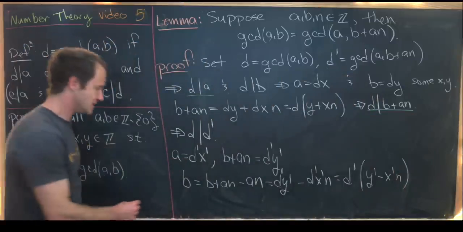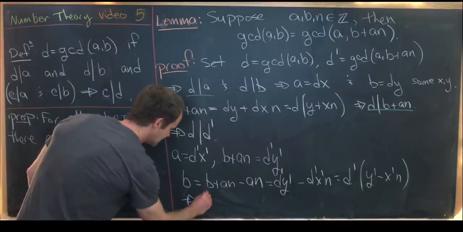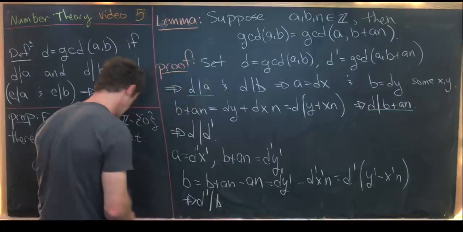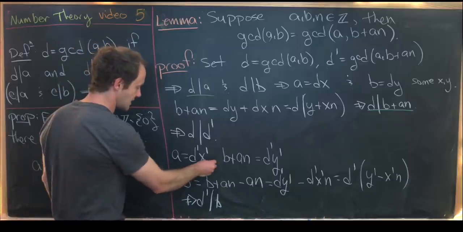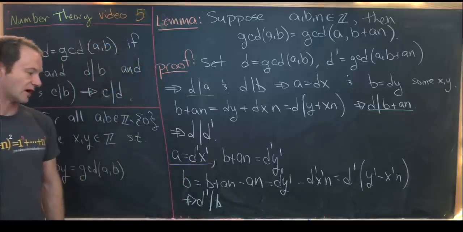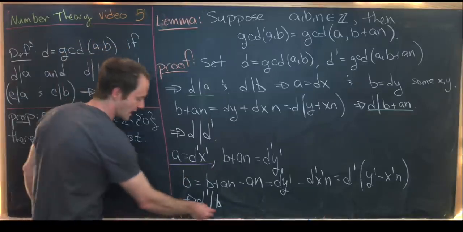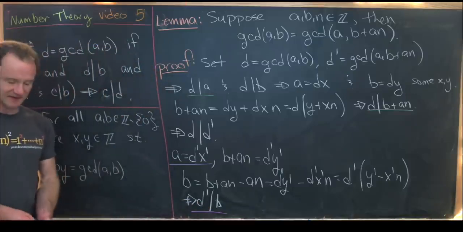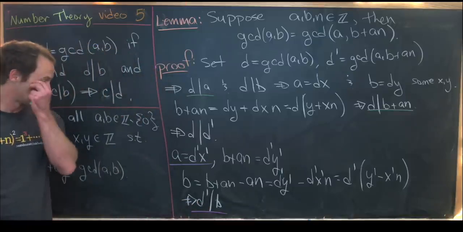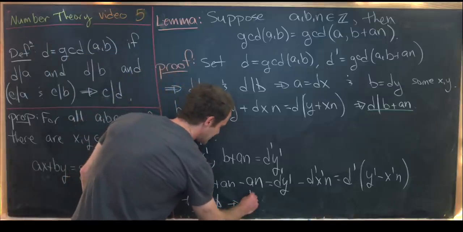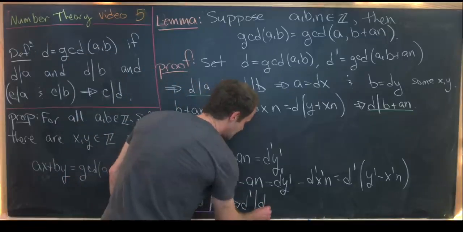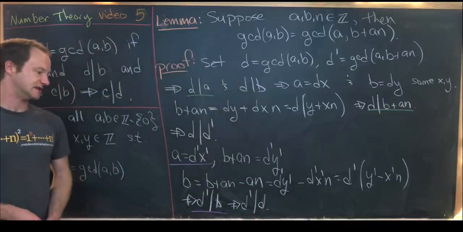Okay, but that means that D prime divides B. So let's see what we've got. We've got right here is saying that D prime divides A. Right here we see that D prime divides B. But that means that D prime divides the GCD of A and B, which we assumed to be D.